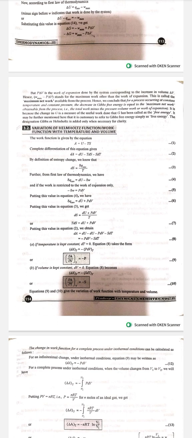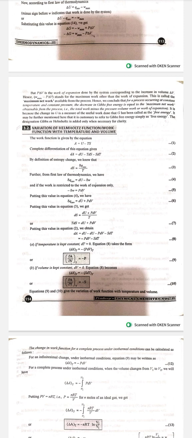This is at constant temperature and constant pressure. The decrease in Gibbs free energy is also equal to the maximum net work obtained from the process, that is, the total work minus the pressure-volume work, the work of expansion. It is because the change in G is a measure of the useful work done that G has been called the free energy. It may be further mentioned here that it is customary to refer to Gibbs free energy simply as free energy. The designation Gibbs free energy is only necessary for clarity.